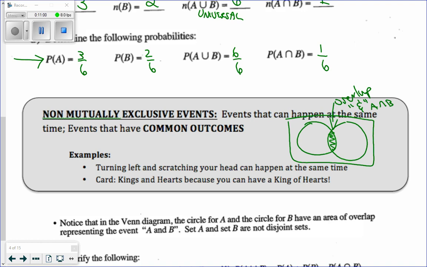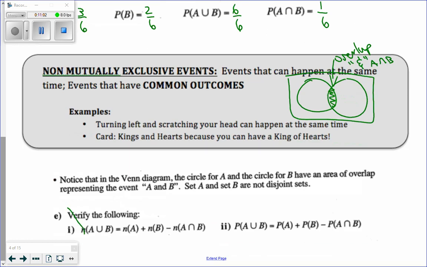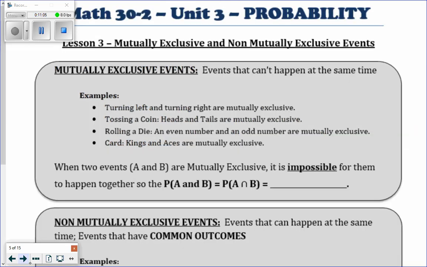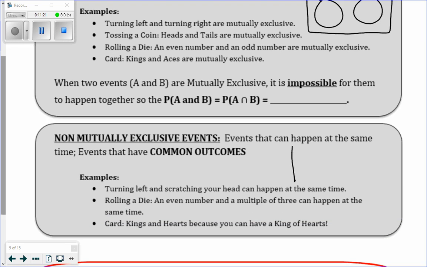So on your formula sheet, again, we're not going to verify. This is what I handed out to you. Mutually exclusive versus not mutually exclusive. Mutually exclusive events have no overlap. Non-mutually exclusive events do have overlap. So this is the AND. A and B for this one is 0 because it can't happen at the same time.